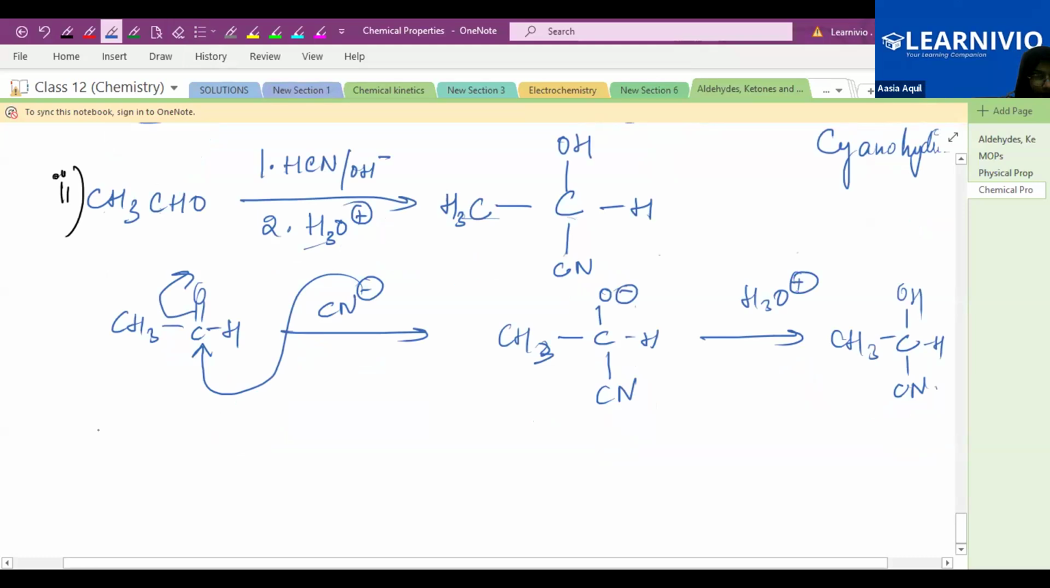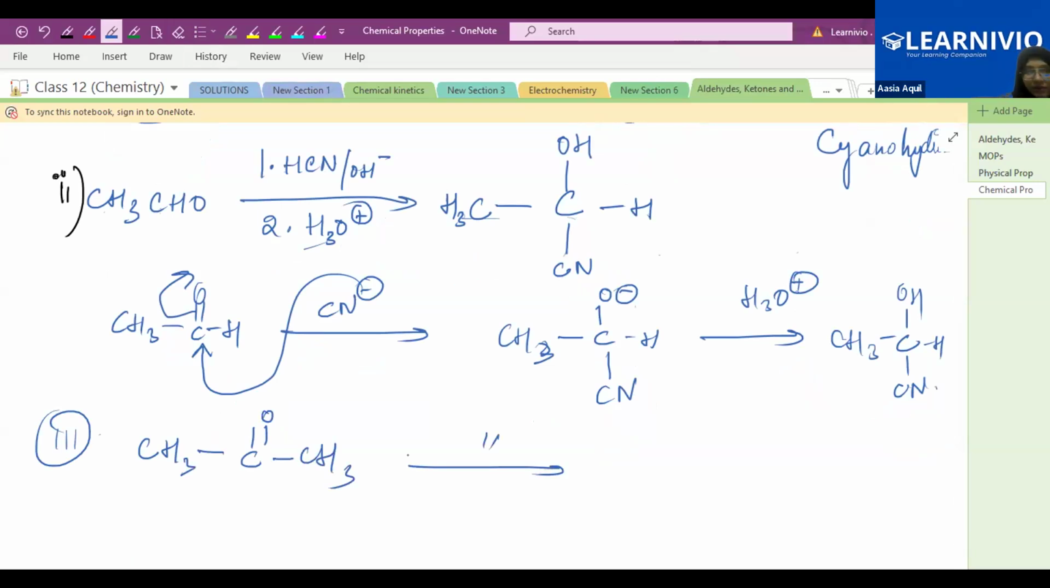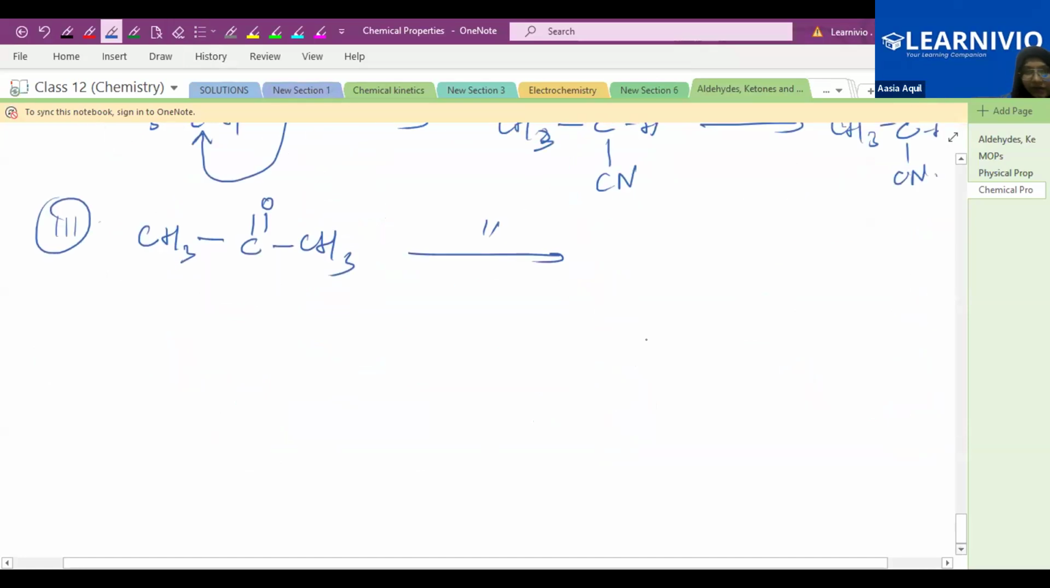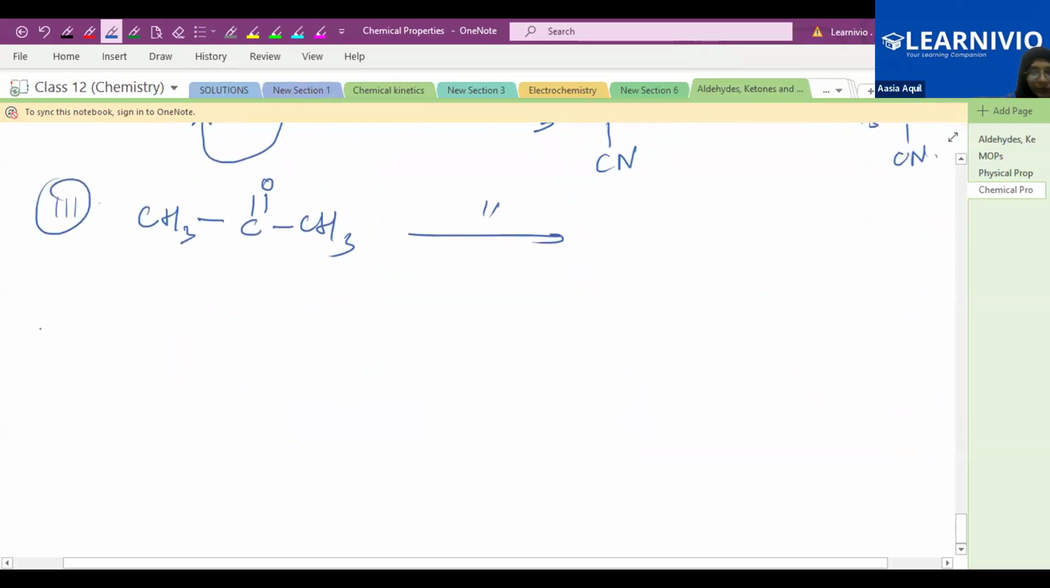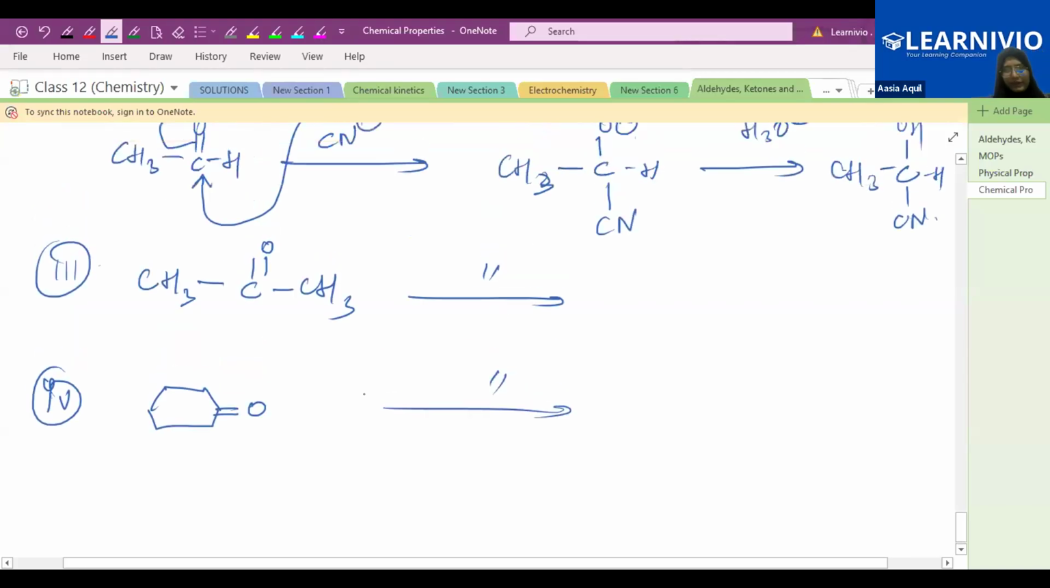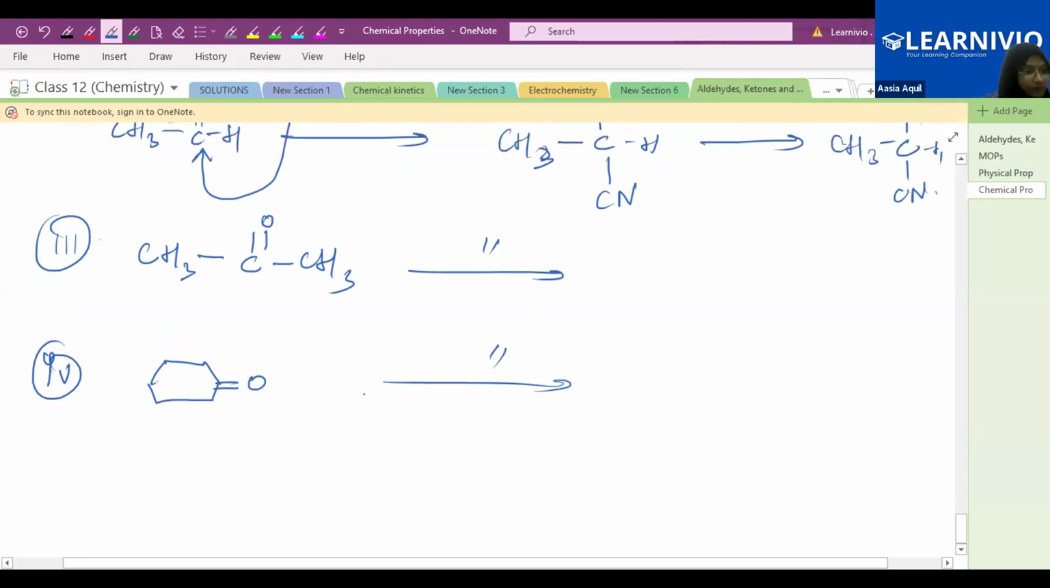Third one. Now you will tell me this one. If I take the ketone, acetone, and the same steps: first step we use HCN in the presence of a basic medium, and in the second just acid hydration. Just write the product only. Fourth one, if I take cyclohexanone plus the same thing, just quickly write the product only.